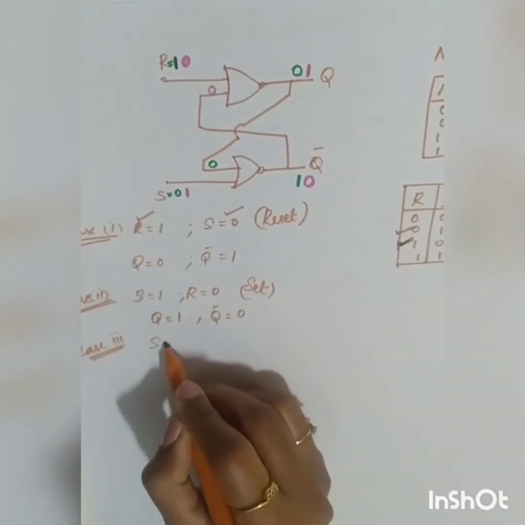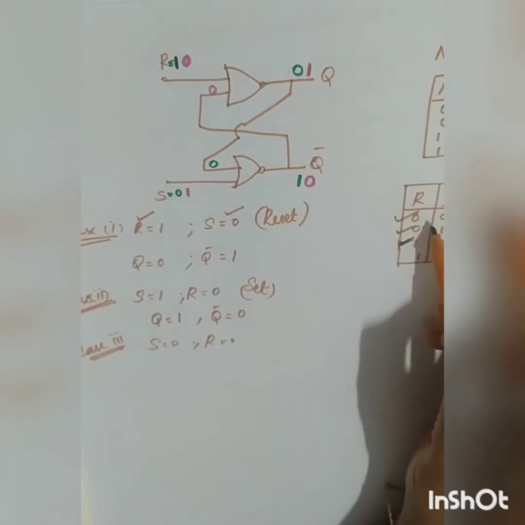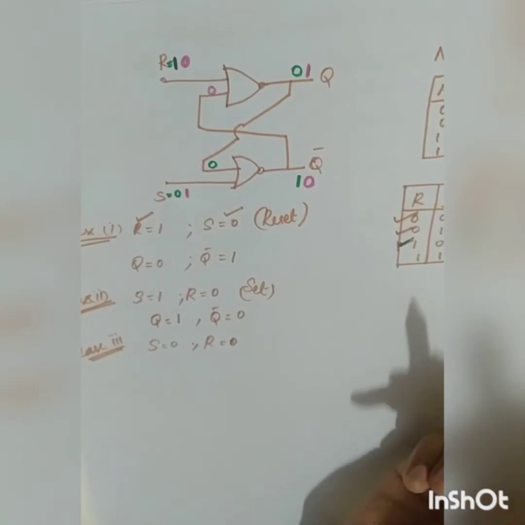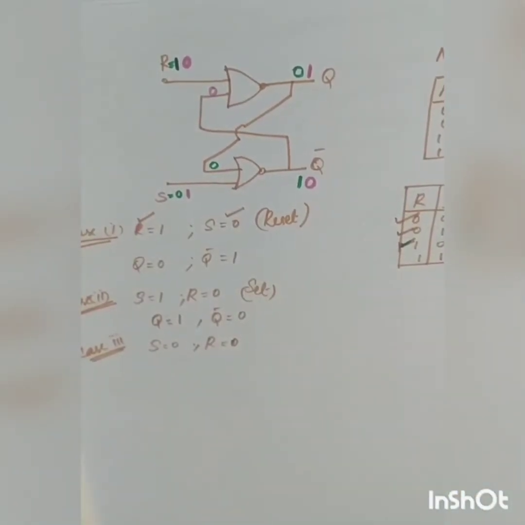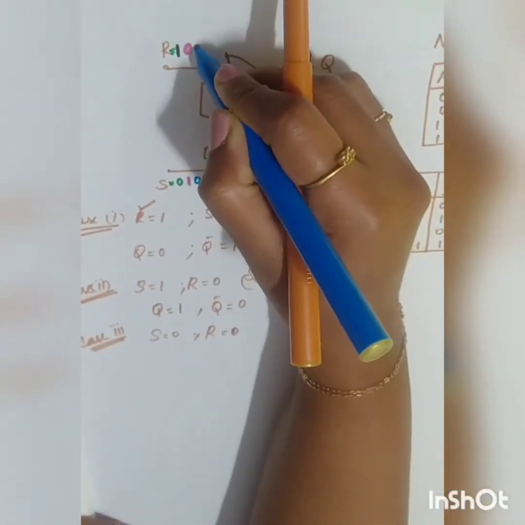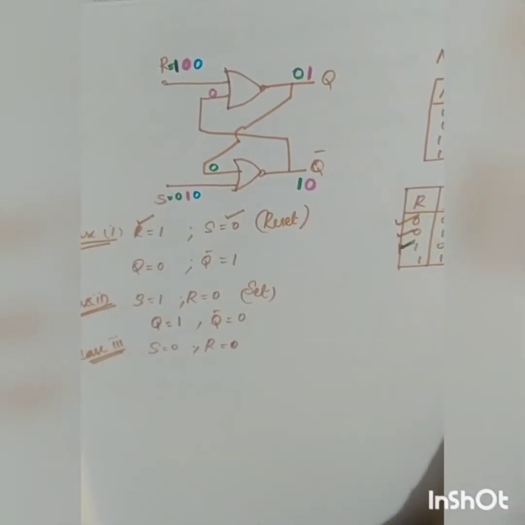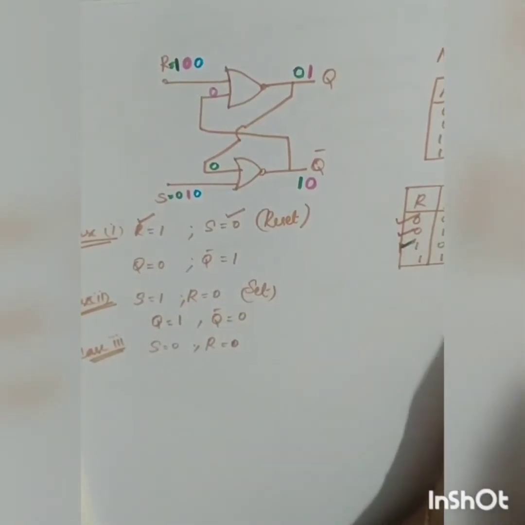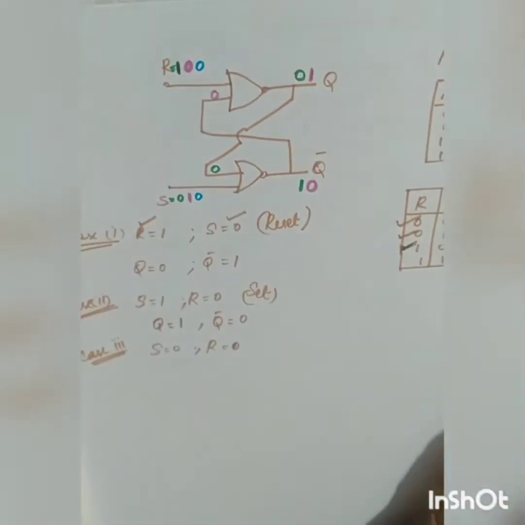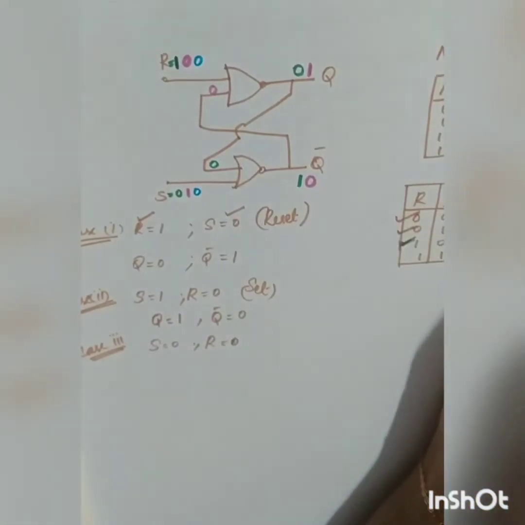Let me take S is equal to 0 and R is equal to 0. Okay, first option 0 0. Both 0 0. Now what will be happening? S is equal to 0, R is equal to 0. Now here, sequential circuits have one more property: the output depends on the previous output also. Previously your Q was equal to 1. So Q is equal to 1. Now your S is equal to 0. So what will be your output?